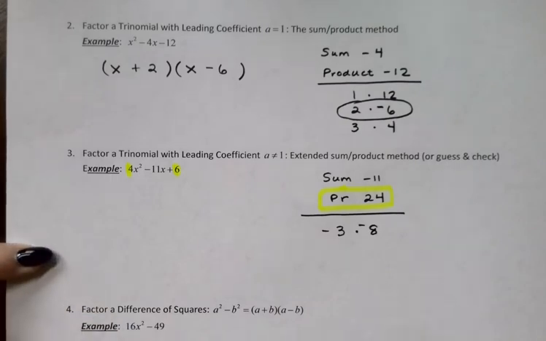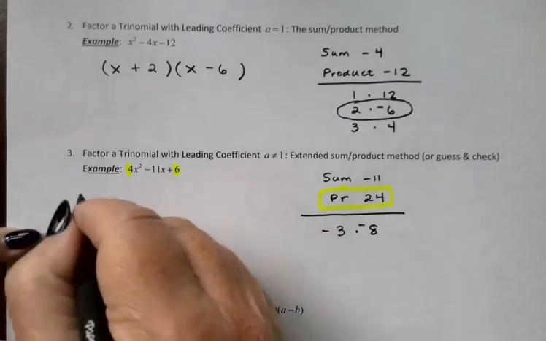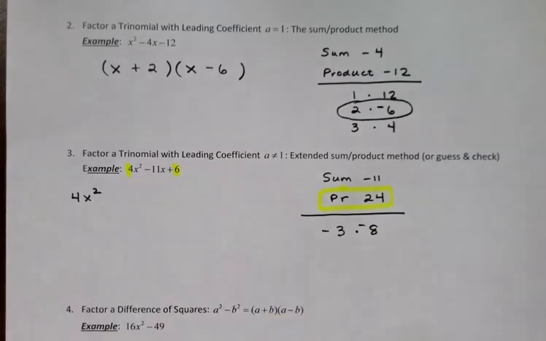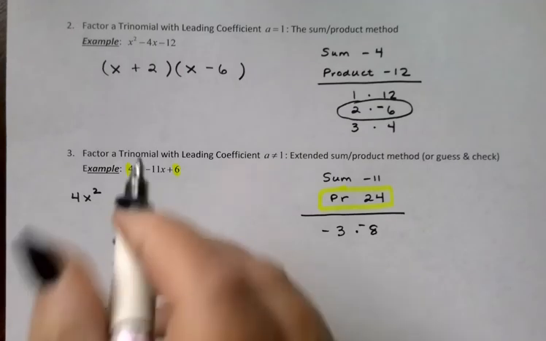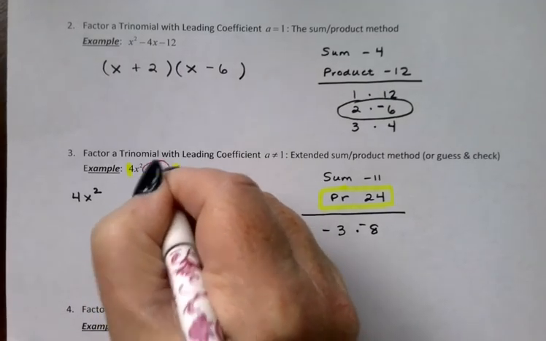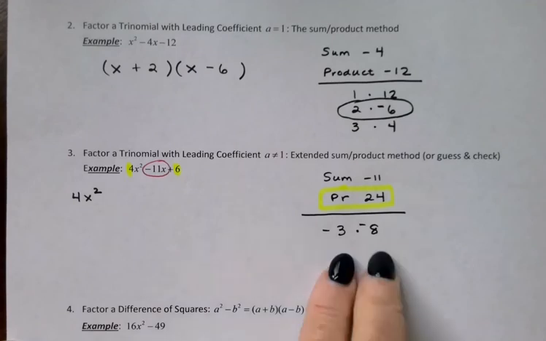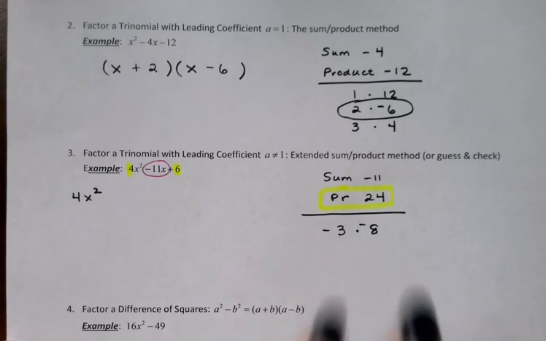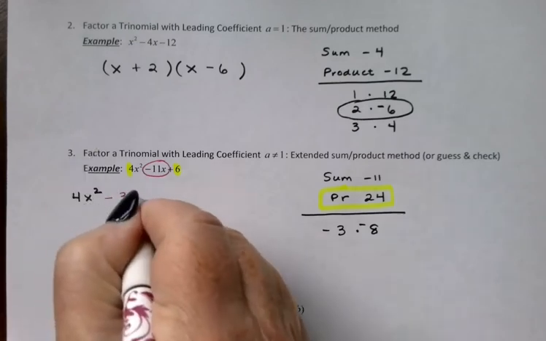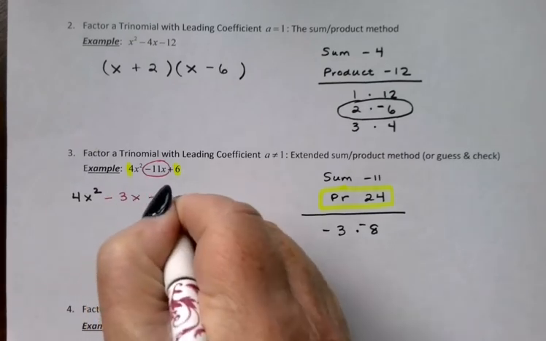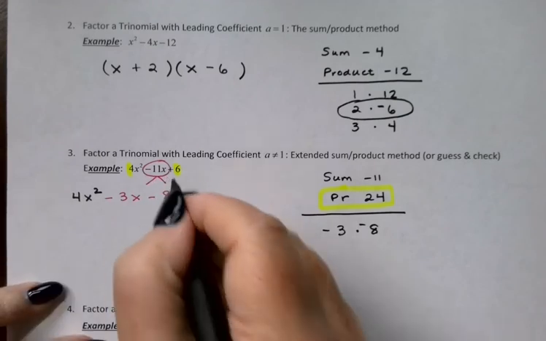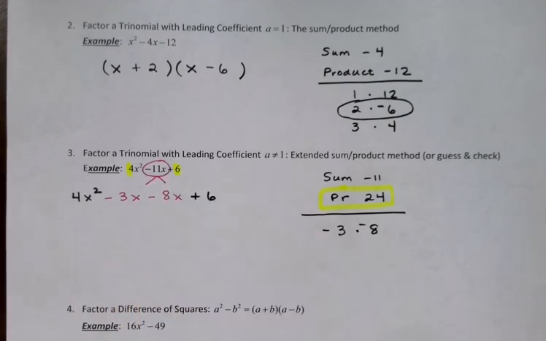All right, here's what I'm going to do with those values. I'm going to come back over to my original problem, and I'm going to keep my 4x squared. I'm then going to take my -11x, and I'm going to rewrite it. I'm going to break it down using the two values that we found here: -3x and a -8x. Notice I still have negative 11x. I've just rewritten it. And then I still have that plus 6 at the end.